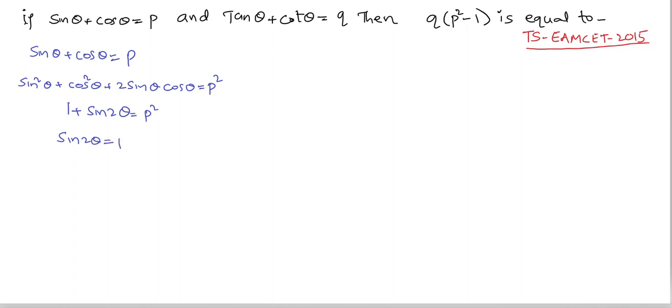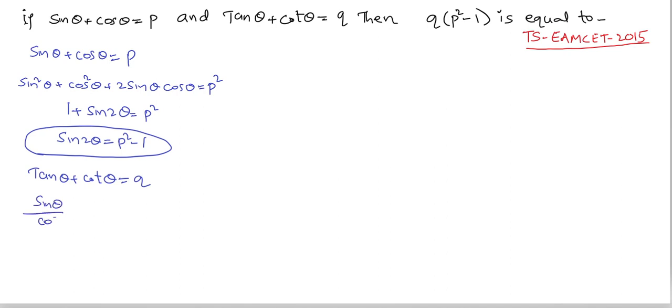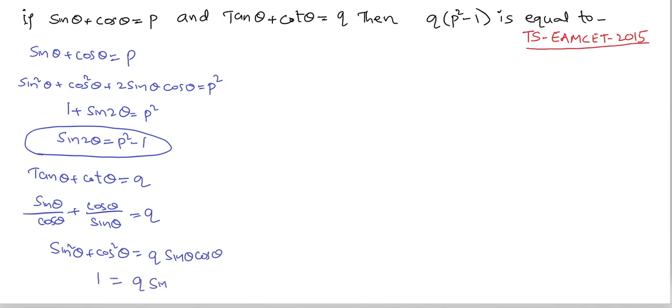Sin 2 theta is equal to p square minus 1, and the second value is given, that is tan theta plus cot theta is equal to q. Sin theta by cos theta plus cos theta by sin theta is equal to q. Take LCM, that is sin square theta plus cos square theta is equal to q into sin theta into cos theta, that is 1 is equal to q sin theta cos theta. Multiplying by 2, that is 2 is equal to q into 2 sin theta cos theta. So 2 is equal to q into sin 2 theta.